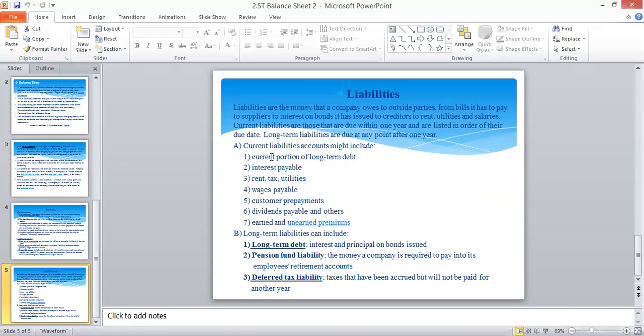In our today's topic, we came to know about the balance sheet, and in that chapter we came to know about the balance sheet, assets and liabilities.